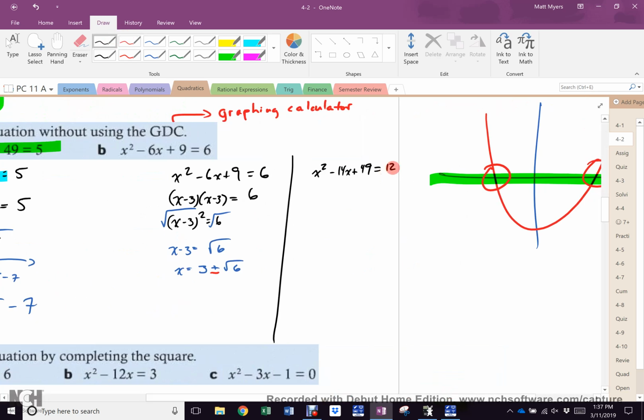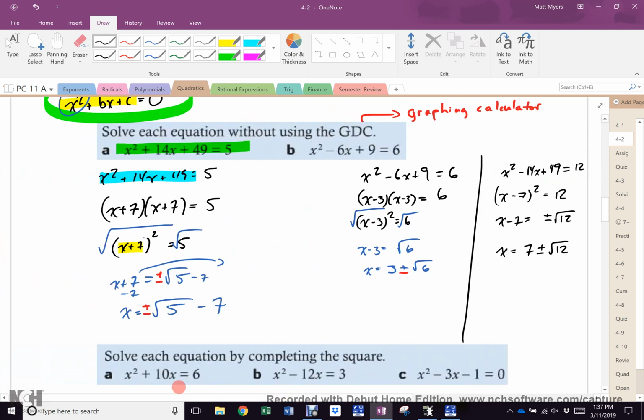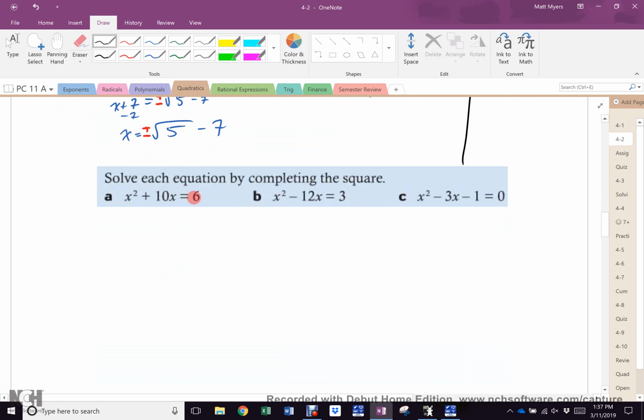So remember, if that was 0, what would we do here? Of course, Rhea. What would we do here? Factor. What is it? X minus 7 squared equals what? 12. And then what? Square root. x minus 7 equals what? Plus or minus the root of 12. And then what do we do with the 7? 7 plus or minus root 12. Is everybody good to there? Okay. What's different here?